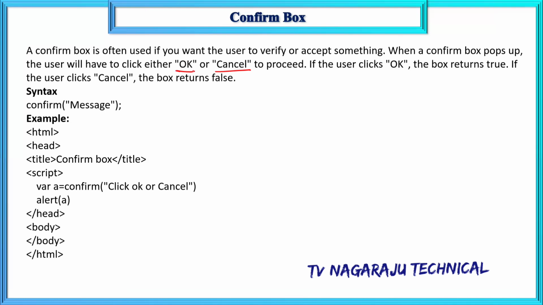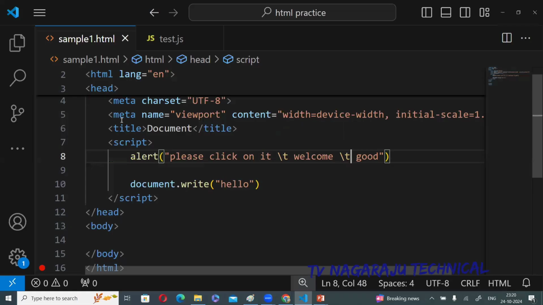If the user clicks on OK, this confirm box returns true. If you click on Cancel, this confirm box returns false. Okay. Now we will check practically.